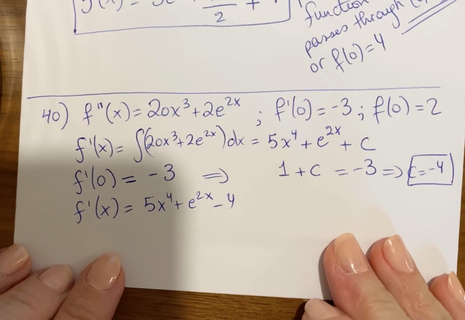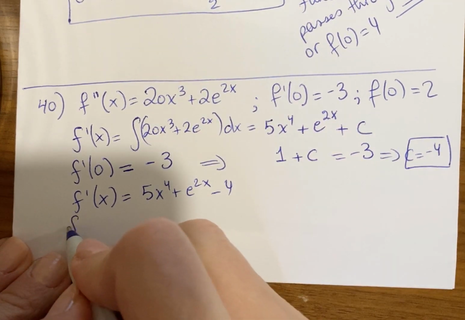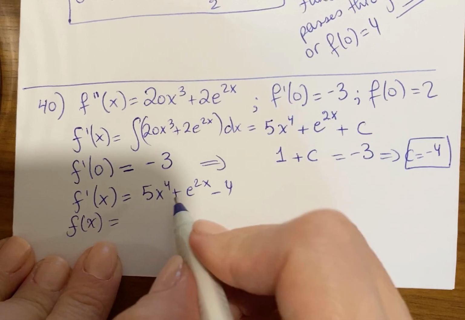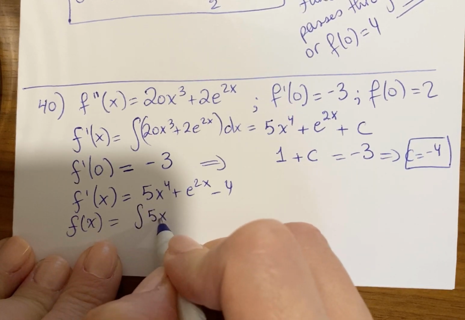This is not what I was searching for. I was searching for f. How do we get f from the derivative? We do antiderivatives. What's the antiderivative of this?